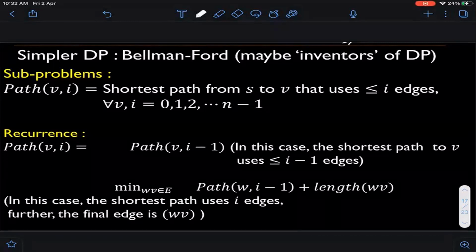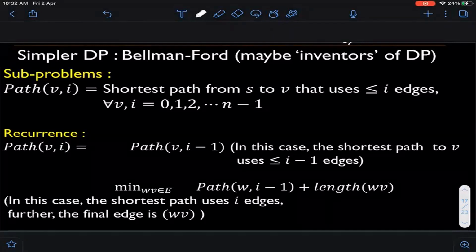And we saw that Dijkstra suffers from this limitation that it cannot handle the cases when there are negative length edges in your graph. Dijkstra might produce the wrong shortest path in those cases, and so we need a more sophisticated dynamic programming algorithm to solve that problem.